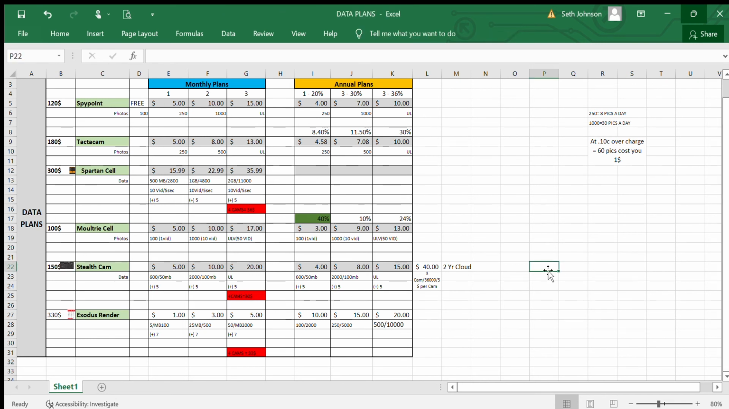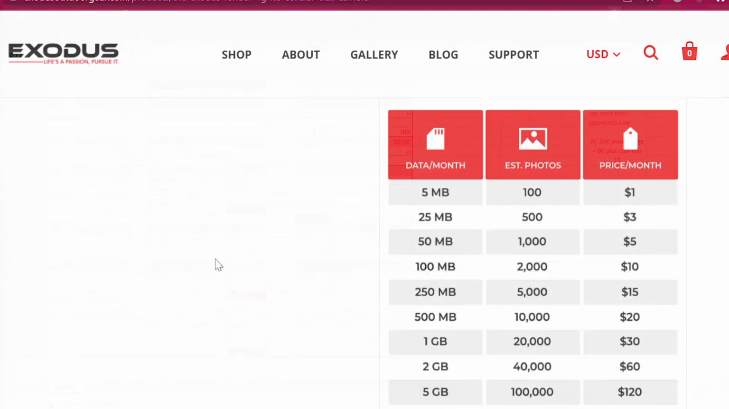So finally, the Exodus Render coming in at the most expensive on the list, about $330. That is a lot for a camera. Now I know Exodus has great quality and a great warranty. That thing is a brick, in a good way. I mean, really unique plans, a ton of plans. They actually have a whole list.